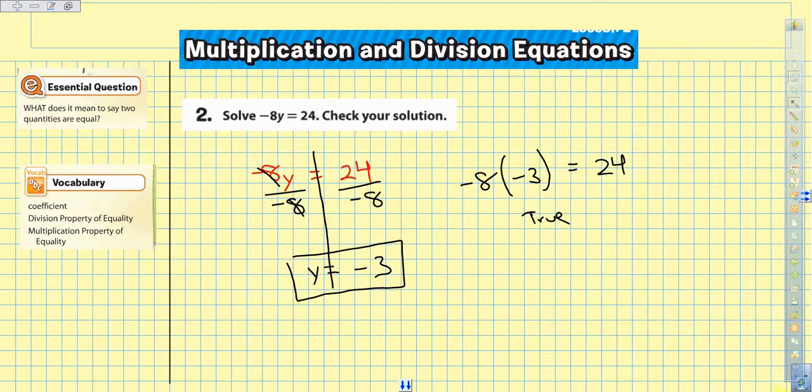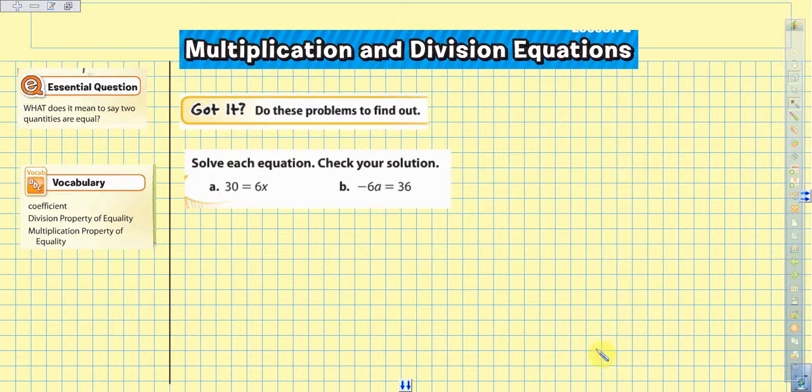Okay, let's see if you can do the same. Do these two problems, and then come back when you are done.